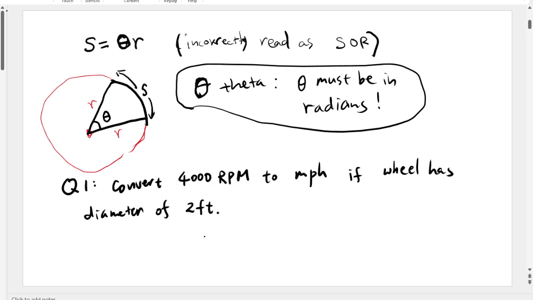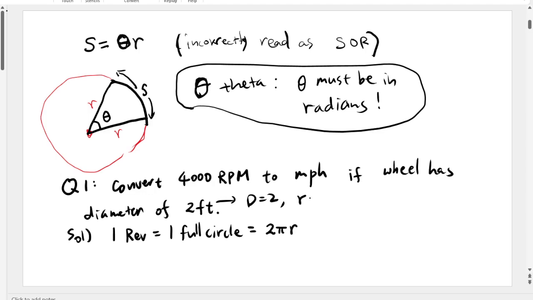So the solution is: first, one revolution is 1 full circle, and full circles have 2 pi r as the formula, right? Because the diameter is 2, we have the radius as half of the diameter, which is 1. So using this, we can say this is equal to 2 pi feet.